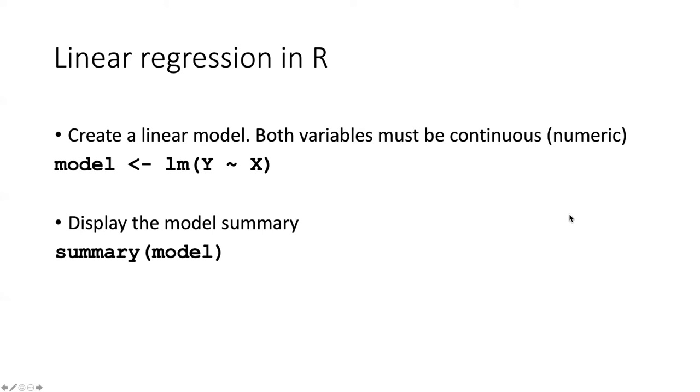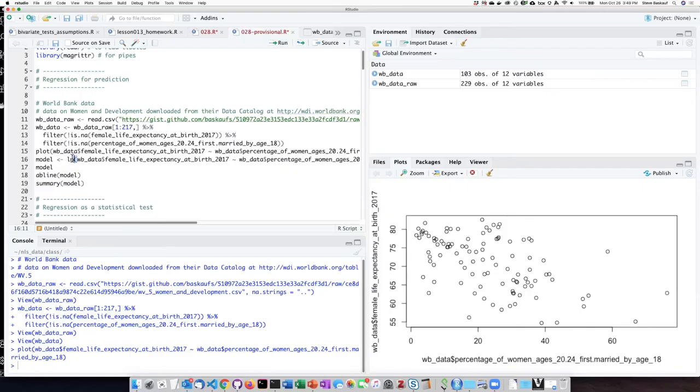To carry out a linear regression in R, it's quite simple. We use the LM function to create a linear model with both an X and a Y that are numbers. Then we can use the summary command to display a summary of the characteristics of the model that we have created. The linear model function, or LM, will create a model of the best fit line through those data.